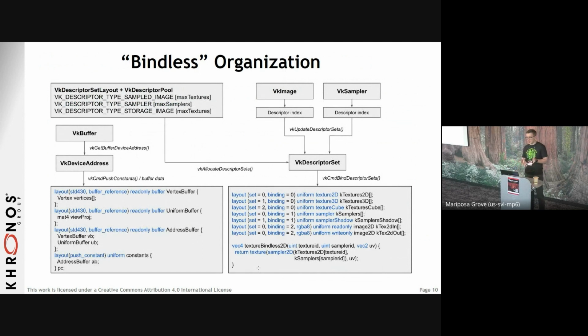And a couple of words about the bindless organization that we are following. To get the physical address of buffers, we use the vkGetBufferDeviceAddress function. Addresses we pass to shaders using push constants or just buffer data. As you see in this code snippet, the buffer_reference keyword in GLSL is used to represent such buffers obtained by physical addresses.